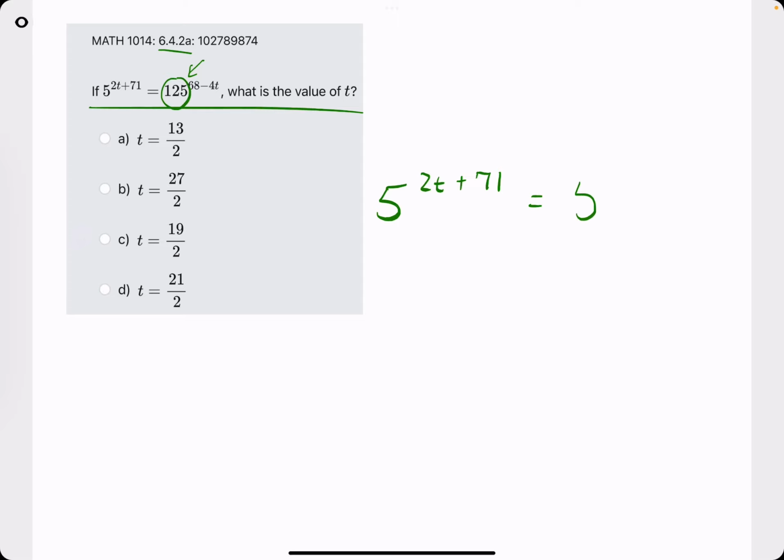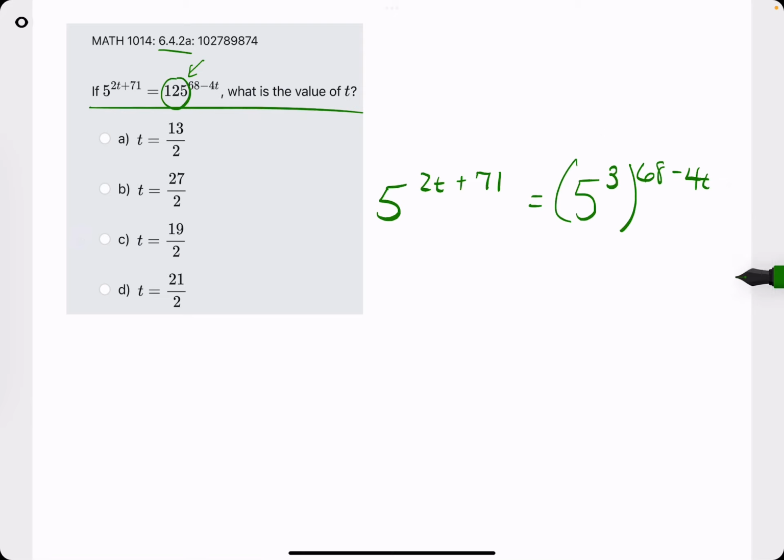Ask yourself, 5 raised to what power would give us 125, because we are trying to replace 125 with 5 to some power so that this side's base matches this side's base, right? So anyway, the power would be 5 to the third. The power would be 3. So 5 cubed is replacing 125 because 5 cubed is equal to 125. And then we leave the exponent of 68 minus 4t.